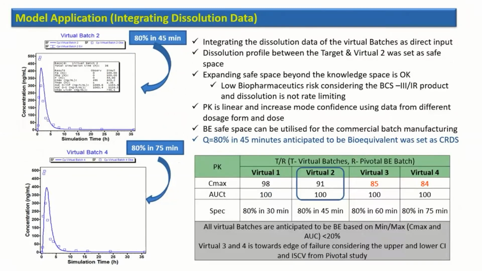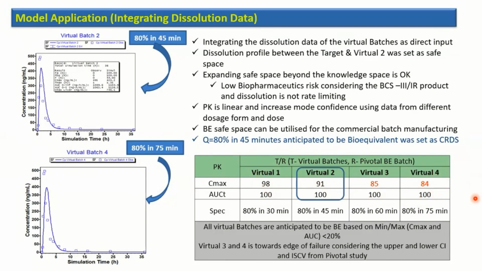In the next stage, the dissolution profiles of the different virtual batches were integrated into the model and the plasma profile was predicted. This is the table where the T/R ratio was estimated. The test formulation is basically the virtual batches with different release, 30, 45, 60, and 75 minutes, and the reference formulation is the pivotal BE batch. As per the US FDA guidance 1997, all the virtual batches were able to meet the criteria, as the difference between the minimum and maximum release is less than 20%.